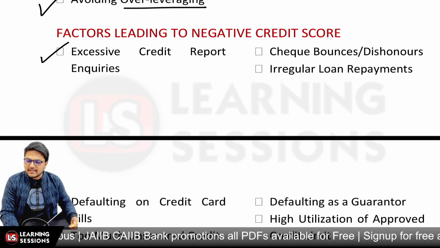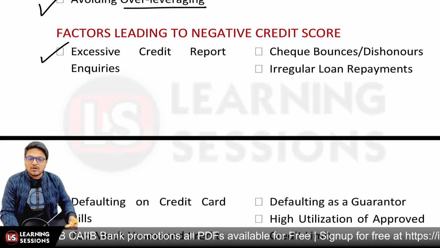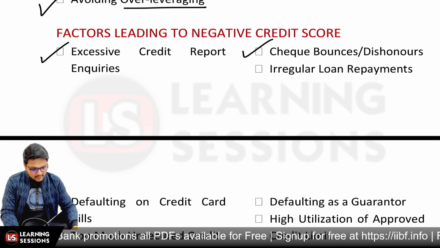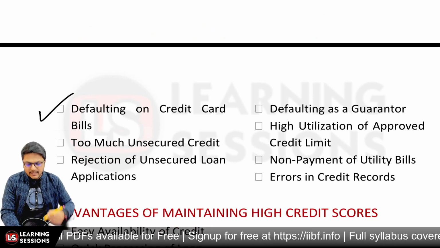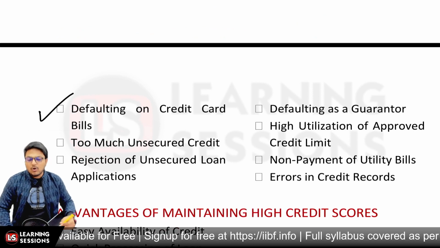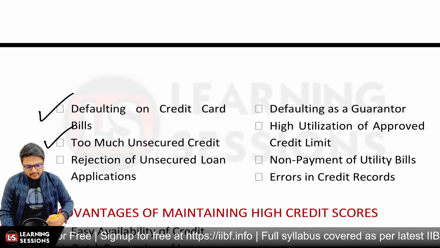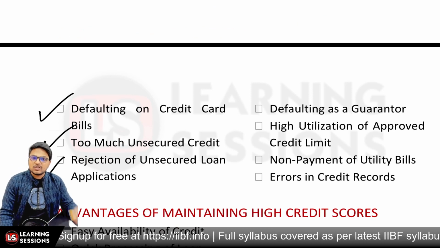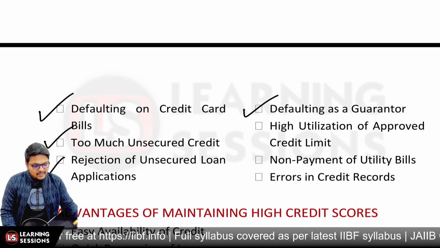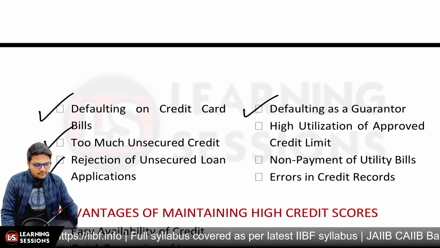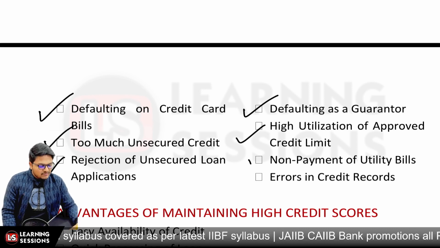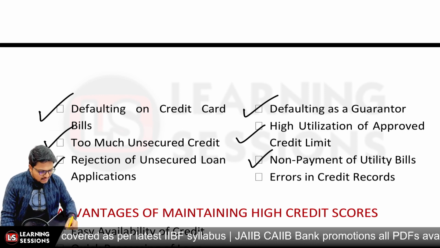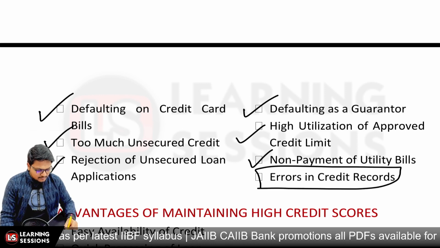And further, it may be the case that bouncing of checks was there, or checks were dishonored, or irregular loan repayments were there, or you may have defaulted on your credit card bills, or too much unsecured credit was taken, or rejection of an unsecured loan application was there. You defaulted as a guarantor, or there was high utilization of the approved credit limit, or non-payment of utility bills, or there can also be an error in the credit records. It may also be the case.